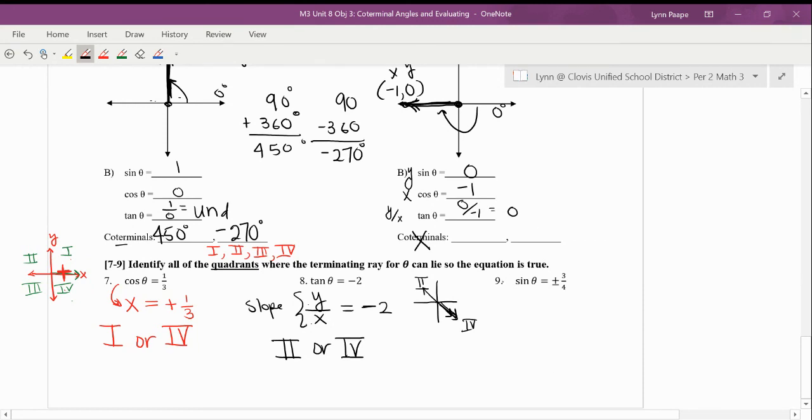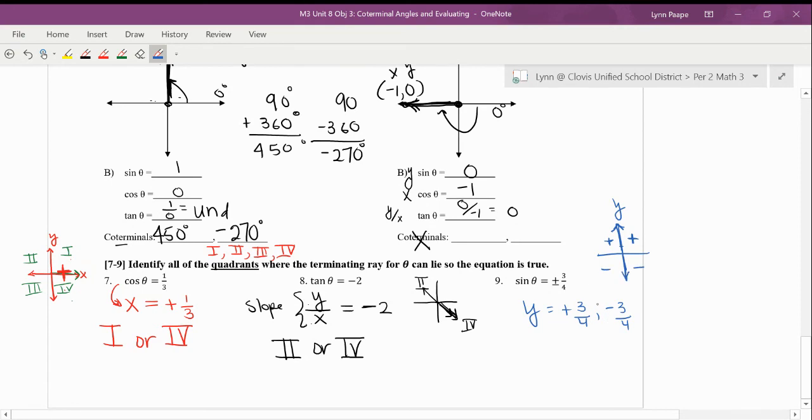And then now for number 9, so sine theta, so sine, remember, is your y value. So they want to know, where would y either be positive 3/4 or where could it be negative 3/4? So let's take a look at the y-axis. So that's y-axis. So first of all, where would I go to get to positive 3/4? I would go up, right? So it would be positive here or here, positive 3/4. And then where would I go for negative? So negative, I would go downwards, so here and here.